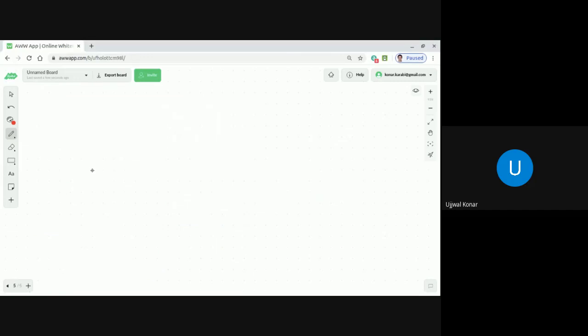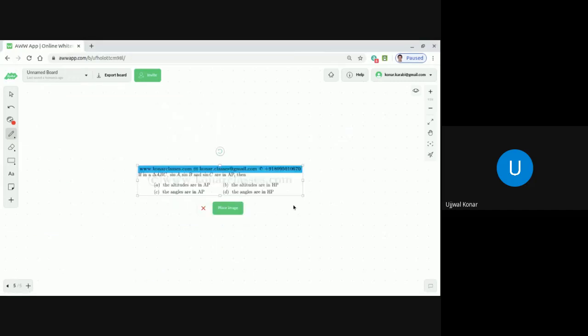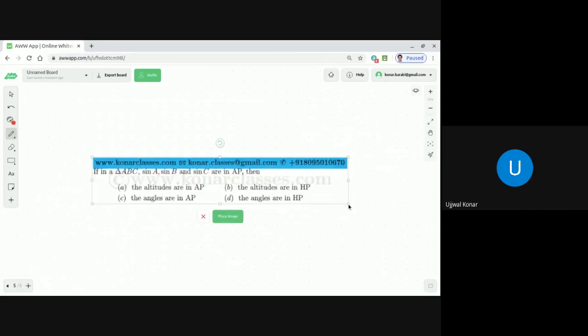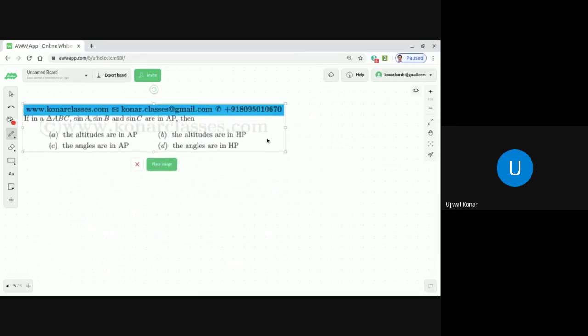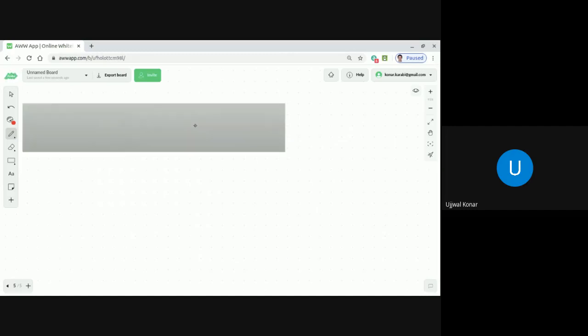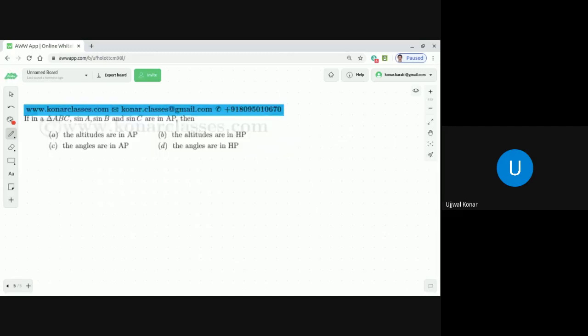So the next question I'm going to give you, dear students, is a slightly different type of question, and we will solve it together. The question, as you see, is in front of you. That's question number 5. It says that if in a triangle ABC, sine A, sine B, and sine C are in arithmetic progression, AP, then which among the four options are correct?